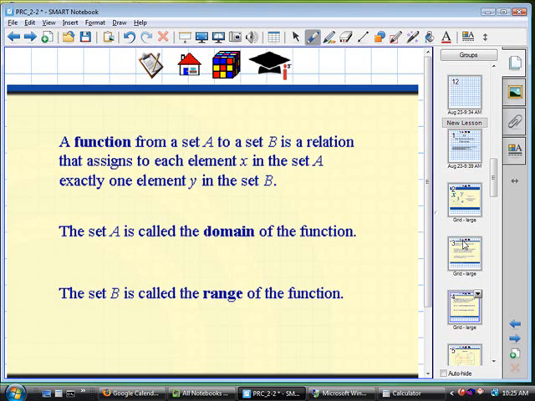By the way, here's another one. What about this one? Isn't this going to result in two different answers too? Because you're going to break it into two branches. So this is a non-function also. Okay, you get the idea.